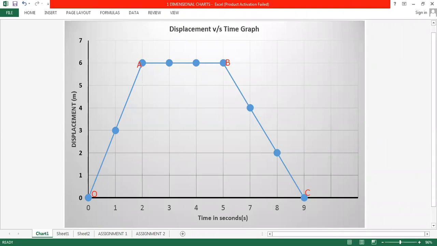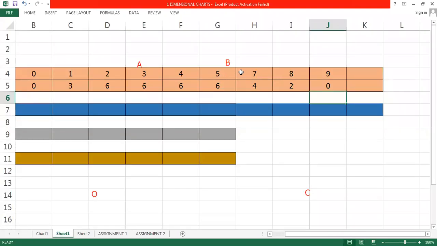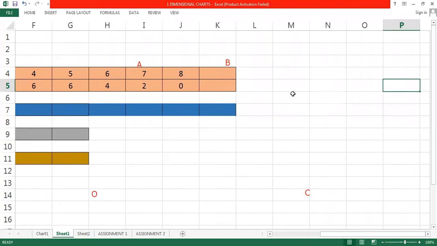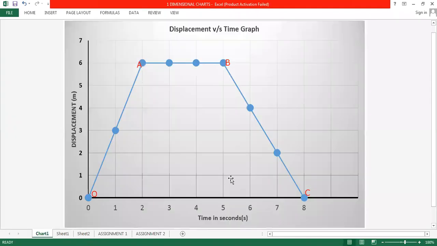That's right. I think I made a mistake in that. Okay. 5, 6, 7, 8. Here, 4, 2, 0. Okay. So now it is okay. Now see what's the answer? 1, 2, 3, 4, 5, 6, 7, 8. Okay, so everything is fine, I just missed out one.